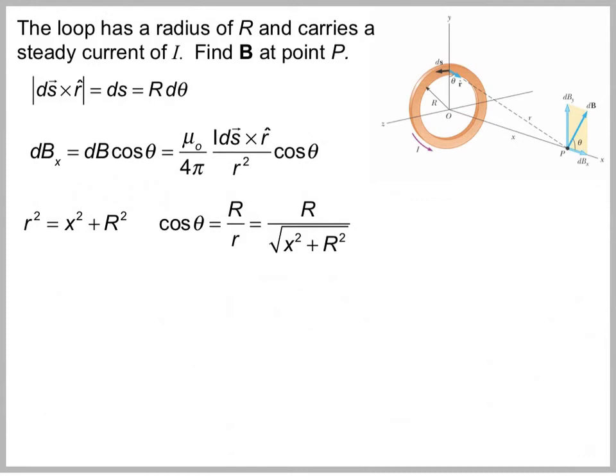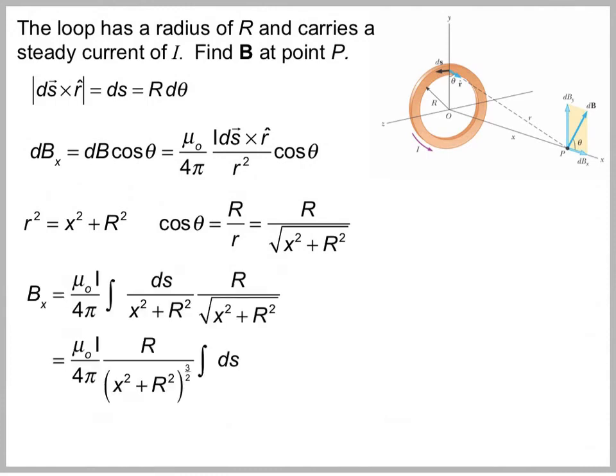Bx is mu naught I over 4 pi times the integral of ds over r squared, which we said was x squared plus R squared, times cosine theta, which is R over the square root of x squared plus R squared. And we pull out all of our constants. On the bottom, we get x squared plus R squared now to the 3/2 power, and we get an R on top, and we're integrating ds.